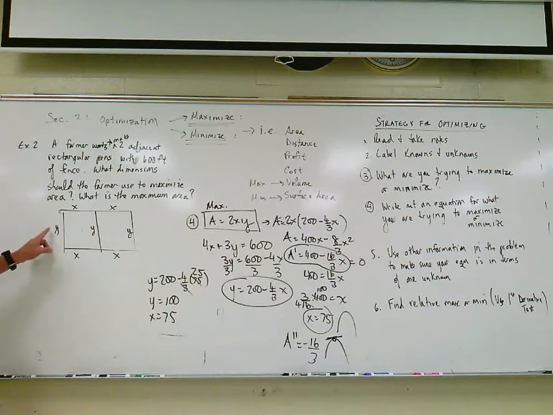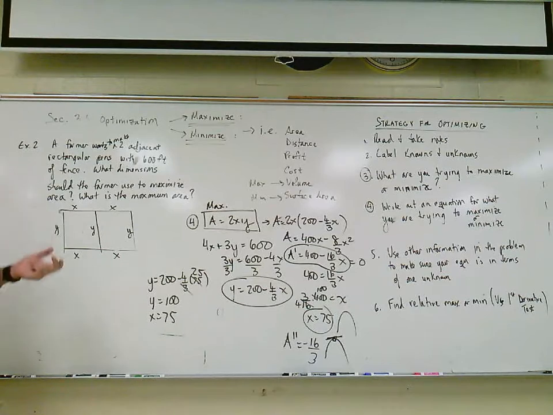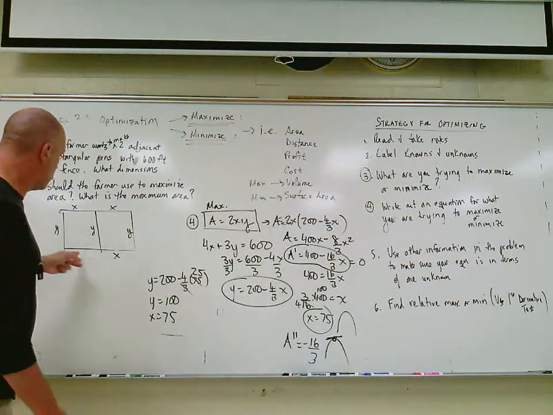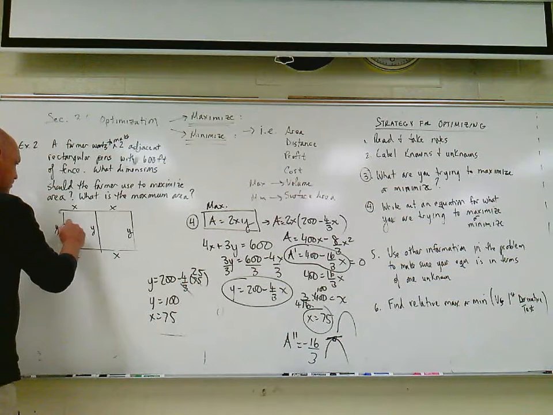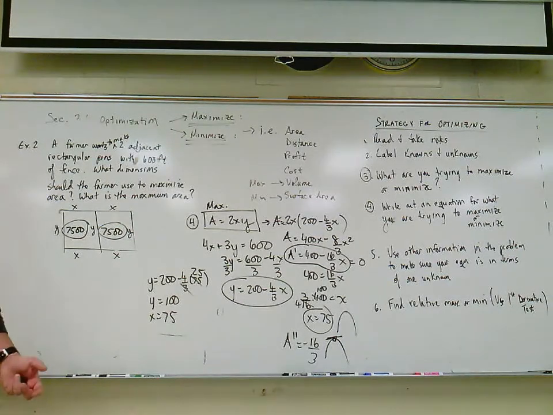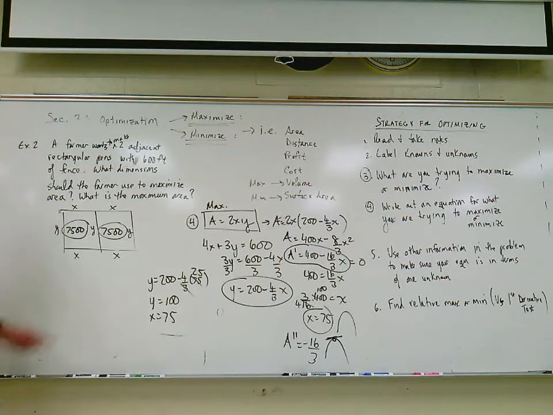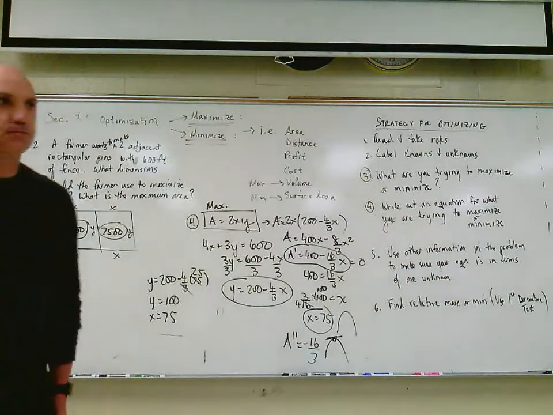Let's see if that makes sense. 75 and 75 is 150, 75 and 75 is 150, that adds up to 300. 300 and 300 is 600 feet of fence. Now what is the maximum area? One of these pens is 7,500 square units if I multiply, so both of them together are 15,000, which is a good area.